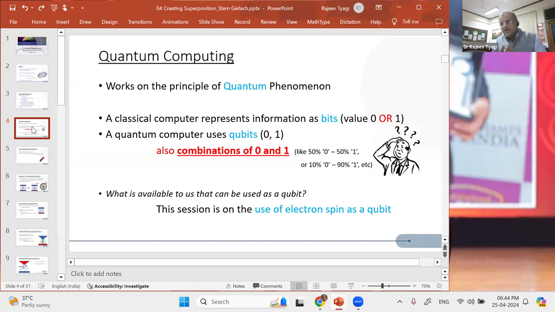So what is available to us, whether in nature or created by man, which we can use as a qubit? There are a few candidates. One, you listened to Jyoti ma'am yesterday. And today, what we are going to talk about is how we can use electron spin as a qubit.